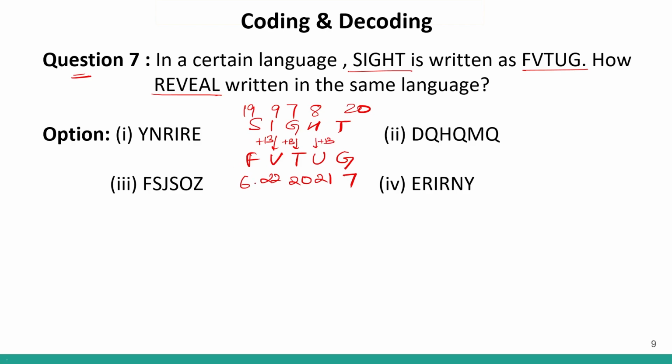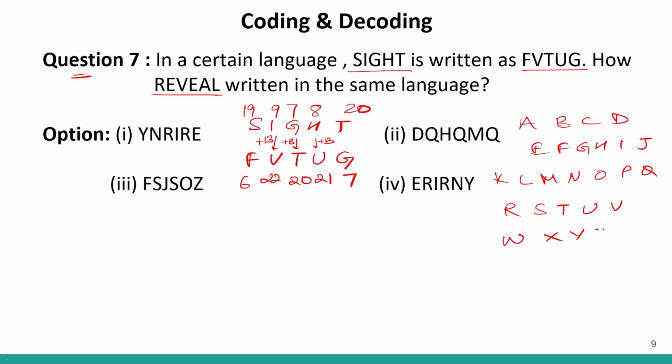Now from 19 to 6 I am coming. So let me write the alphabets. A, B, C, D, E, F, G, H, I, J, K, L, M, N, O, P, Q, R, S, T, U, V, W, X, Y, Z. Correct? These are your alphabets. From 19th, which is S, if I have to move 13 positions forward, I will get 1, 2, 3, 4, 5, 6, 7, 8, 9, 10, 11, 12, 13. So if I am going to F, that means I am going plus 13.